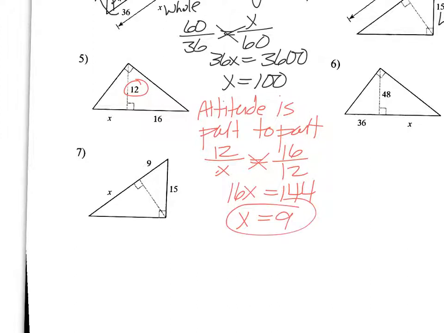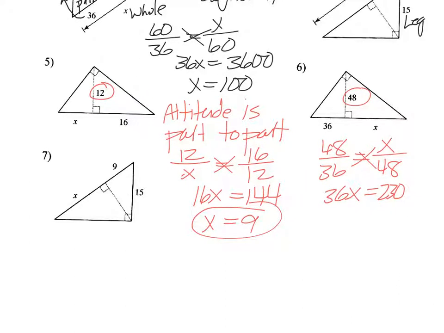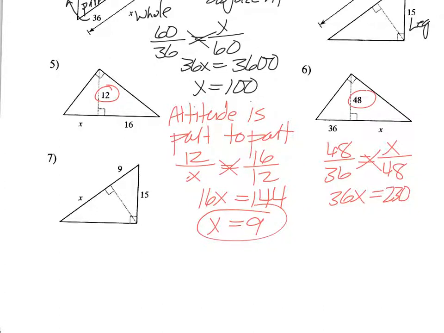Okay. Here we go again. Altitude is 48. It goes down twice. 36 and x are our parts. So cross multiply, we get 36x equals, alright, I'm going to have to use the calculator here. I can't do this one in my head. So 48 times 48 is 2,304. And divide that by 36, and we get 64.